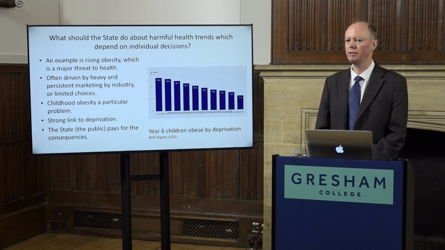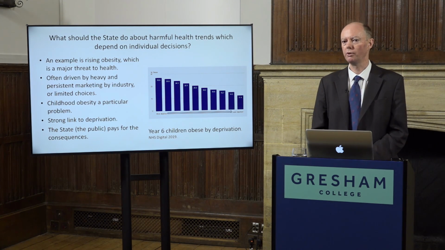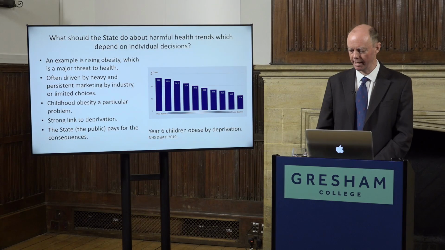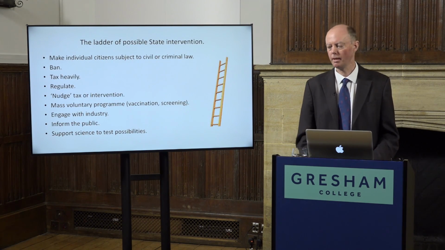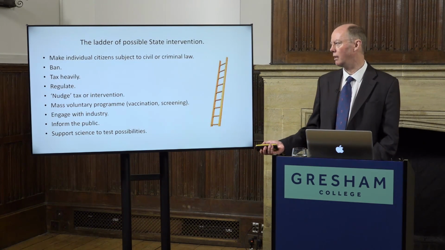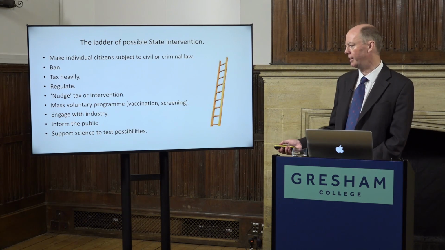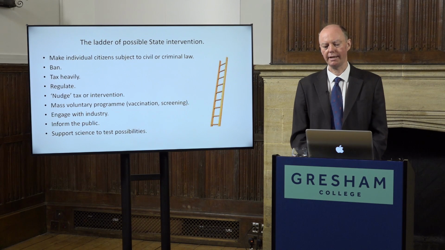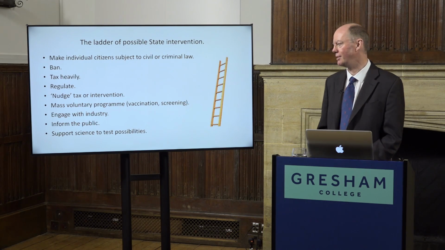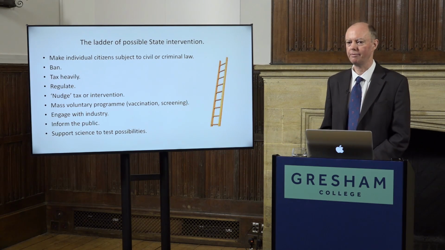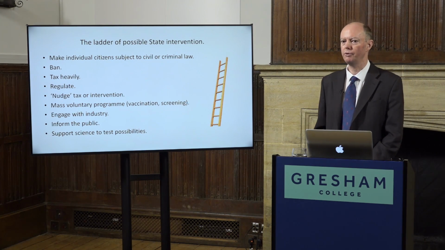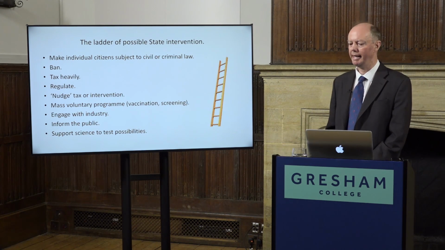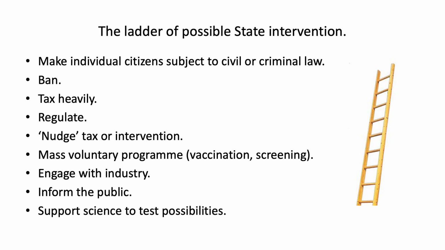That is something which different people from different persuasions will come to different decisions about the relative importance of the state role. But broadly, the bottom end of this is relatively uncontroversial. Supporting science to test possibilities to improve the situation, informing the public, providing information so they can make better choices. Many foods, for example, people don't realize what's in them. Engagement with industry on a voluntary basis, because most industries want to do the right thing, and if you provide a level playing field, they will do so.